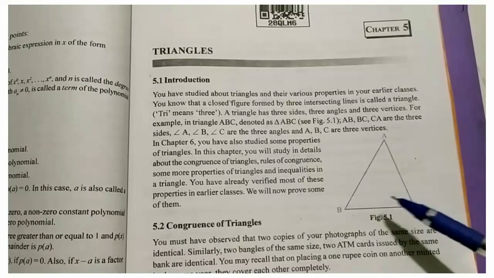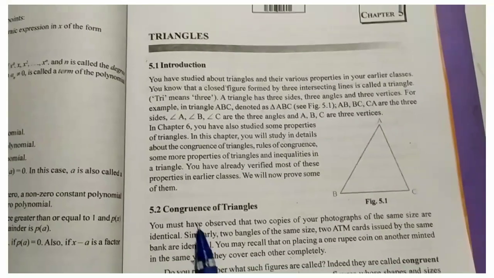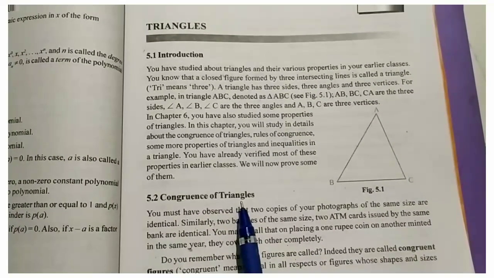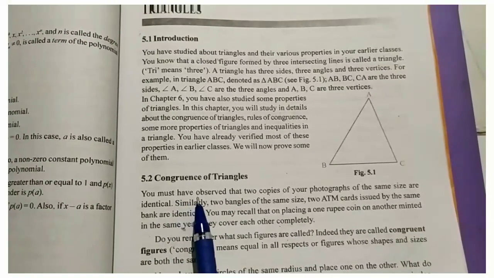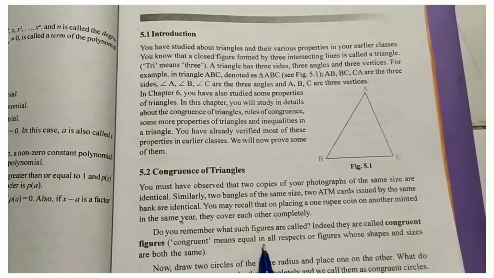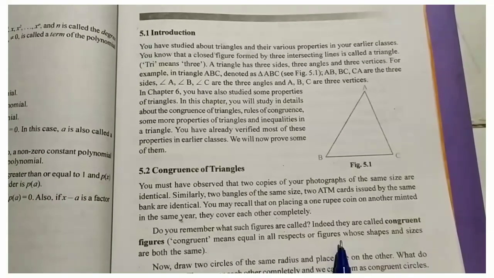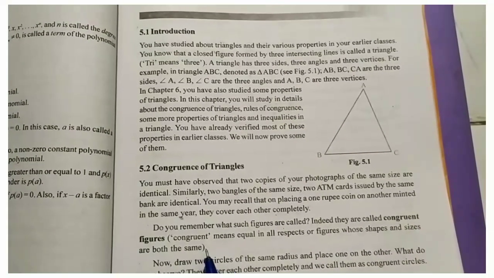Okay, this is our basic thing. In this chapter we are going to learn about the congruence of triangles. Then what is the meaning of congruent? Congruent means exactly equal. Here they have given the meaning: congruent means equal in all respects, or figures whose shapes and sizes are both the same.